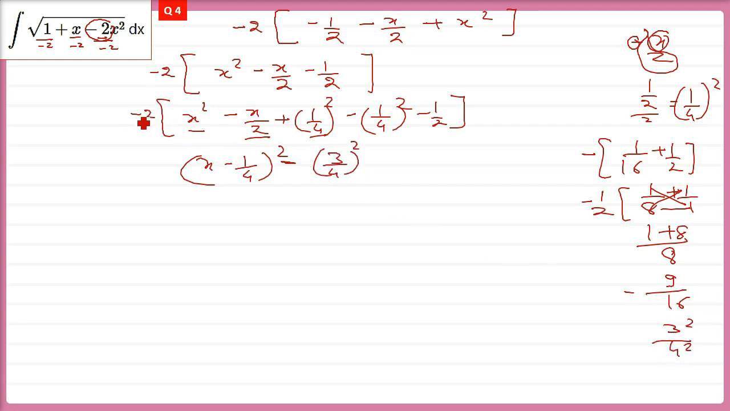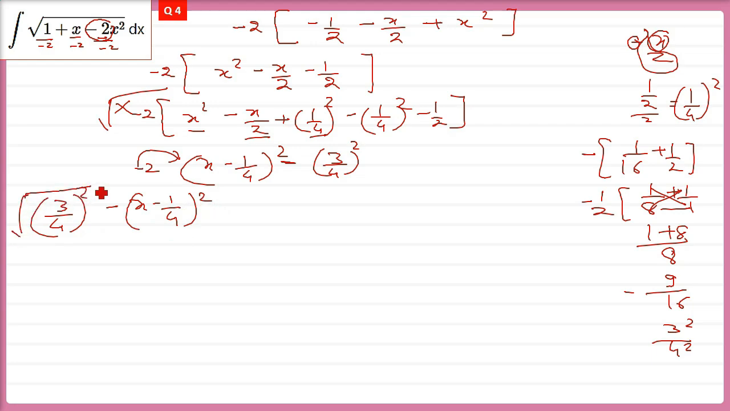But there is a negative 2 also outside. So first we need to get rid of this negative. So we will swap these two terms, or you can say we can change the sign of these two terms. So this will be (3/4)² − (x − 1/4)², as we multiplied the negative inside, and there is a root 2 also remaining. So that root 2 will be multiplied later.